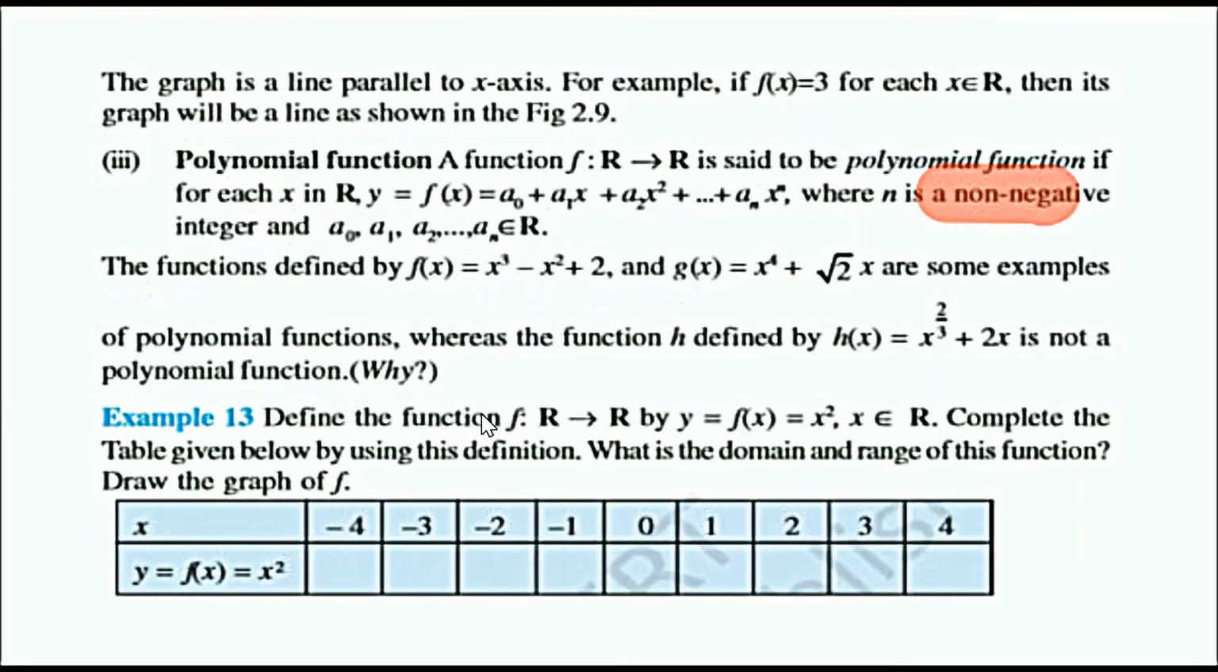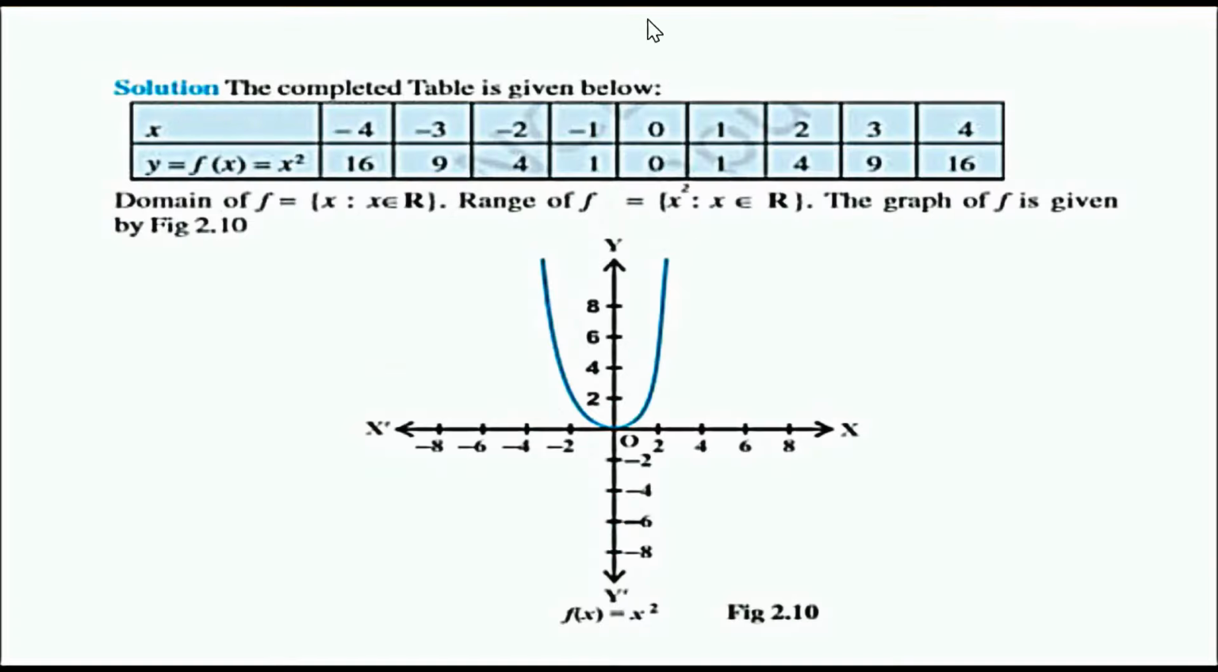We want to define a function f from R to R, which is y is equal to f(x). It is giving you the value x square. So let us first complete the table, then we'll find out other things. So minus 4 you give, what will you get? Minus 4 times minus 4 is 16. So you get 16 here. Like this, you take 3, so you will get 9. This is actually a square function. This is the complete table.